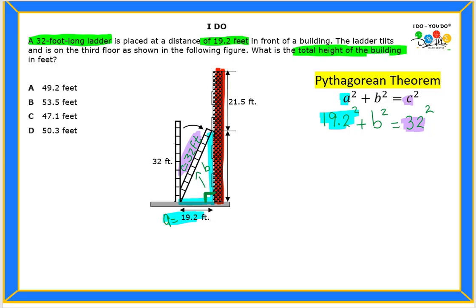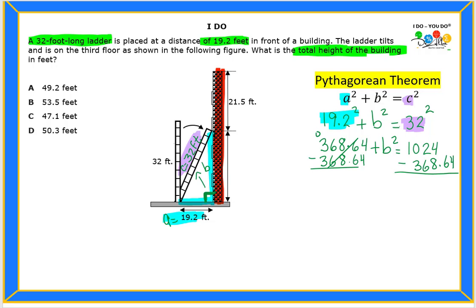What if we input in the calculator 19.2 squared? What do you guys get? We get 368.64 plus b squared equals 1024. Think about this as an equation. You want to leave b by itself. Therefore, I will subtract 368.64 on both sides. Whatever you do on one side, do it to the other side.